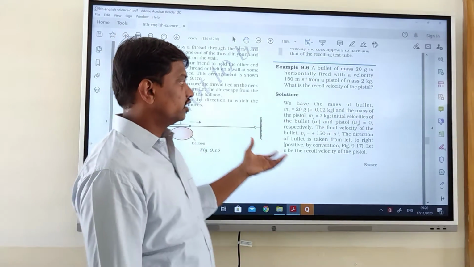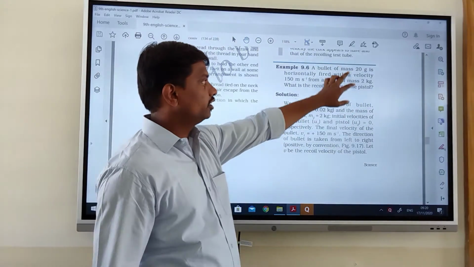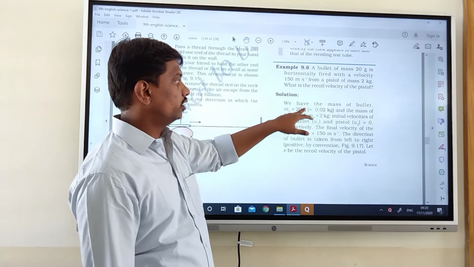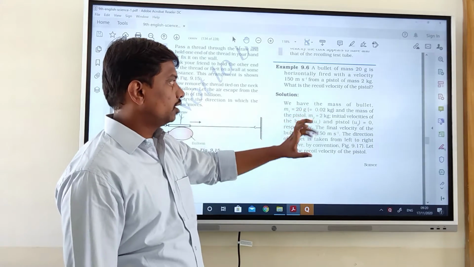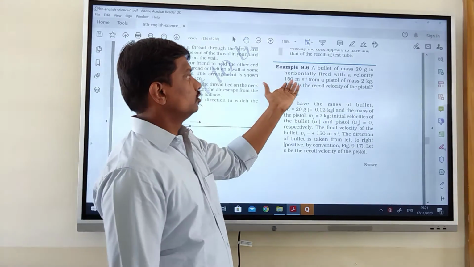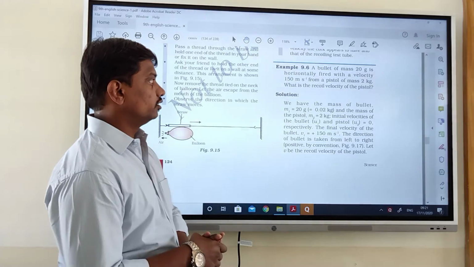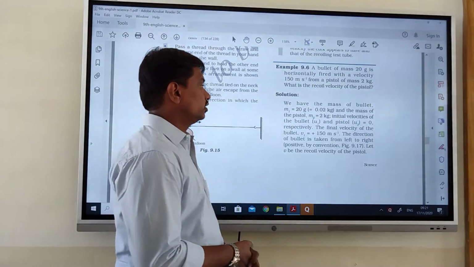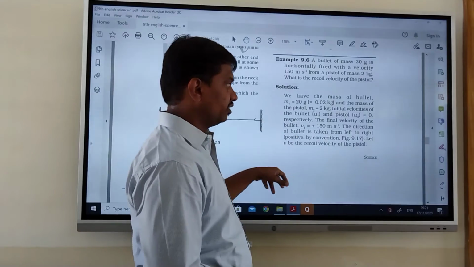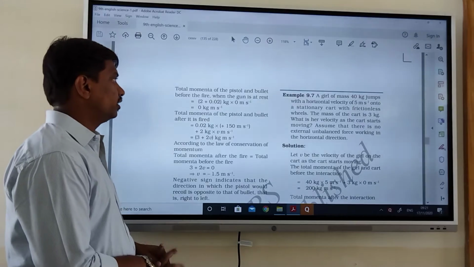So you have to write the givens, whatever they have given. They have taken mass two times, so that's why you have to take m1 is equal to 20 gram, that is the mass of the bullet is 20 gram and the mass of the pistol is 2 kg. And they have given the velocity of the fired bullet, that is 150 meter per second. So you have to write down the given. Afterwards we have to apply that.